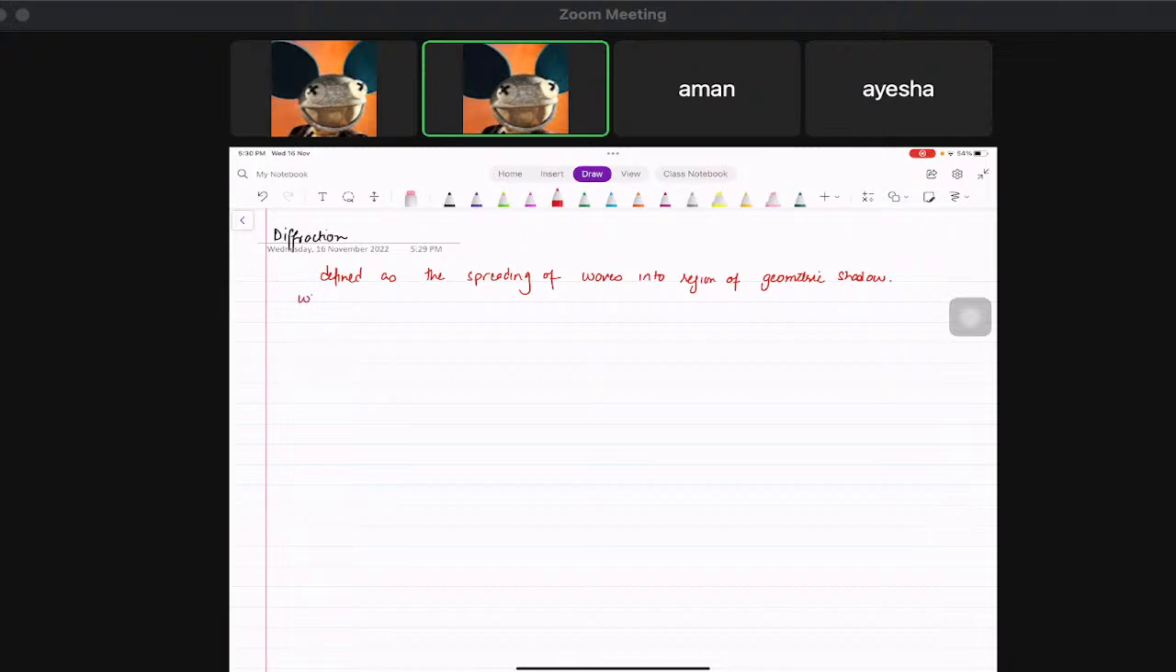When passing through a narrow slit or past an edge. Okay, you can write it. I'm just coming in 10 seconds.